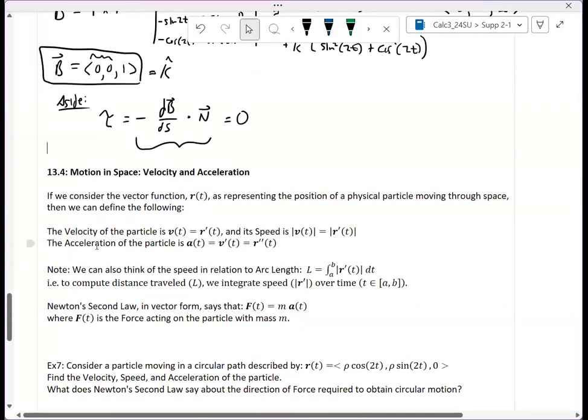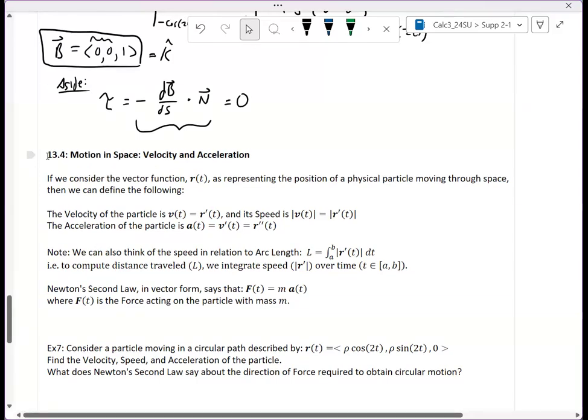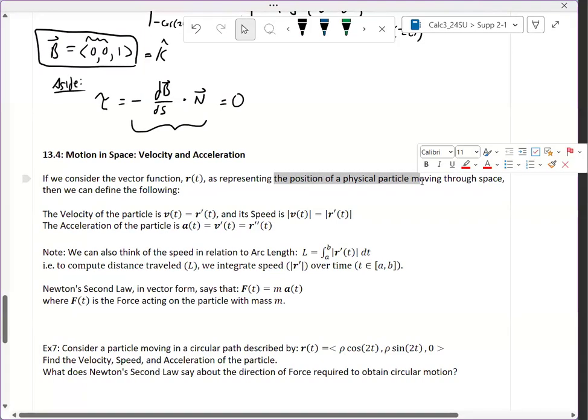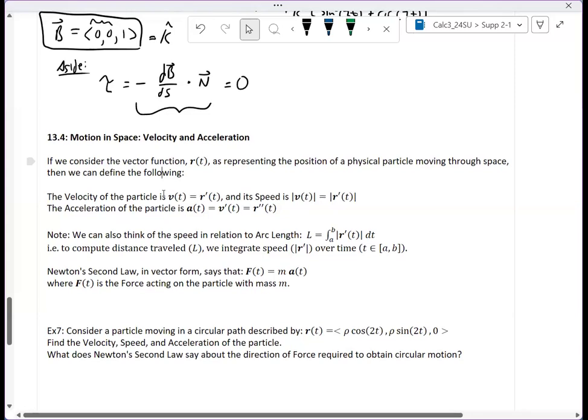Okay, so then moving on to 13.4. So 13.4, motion in space, velocity, and acceleration. Here the context we're thinking of is that this vector function r of t, rather than just representing some space curve that could mean anything or essentially nothing, represents the position of a physical particle moving through space. We can then define the following quantities.